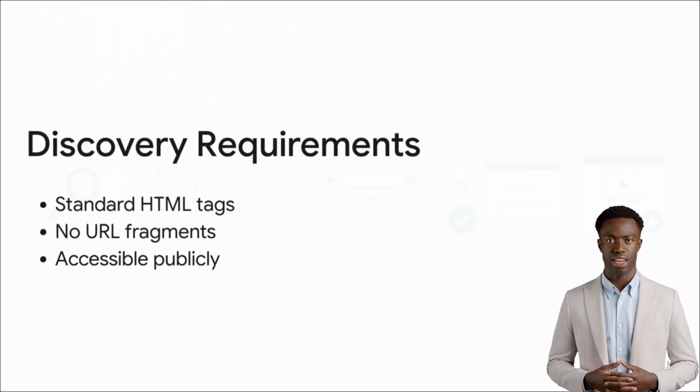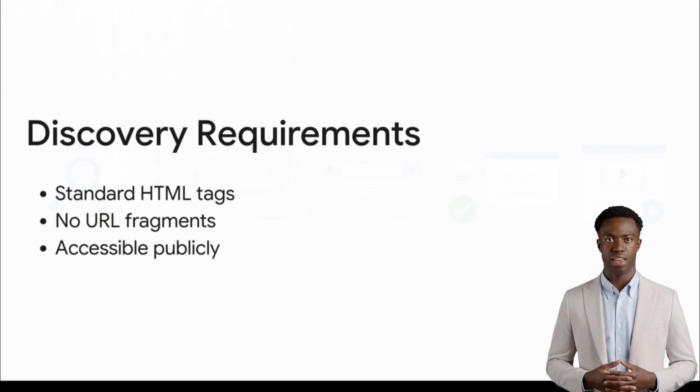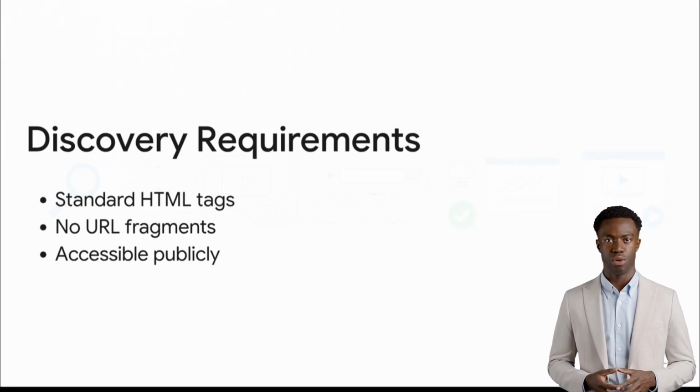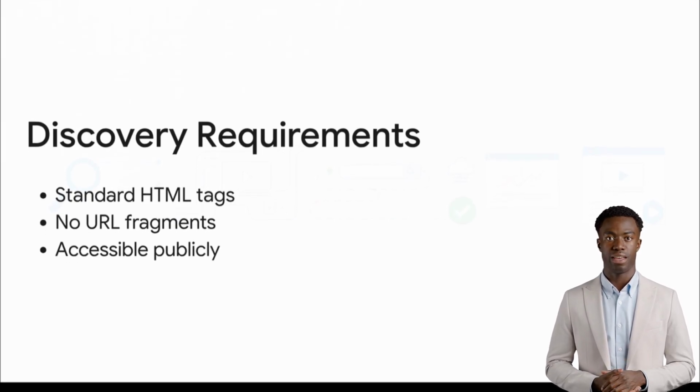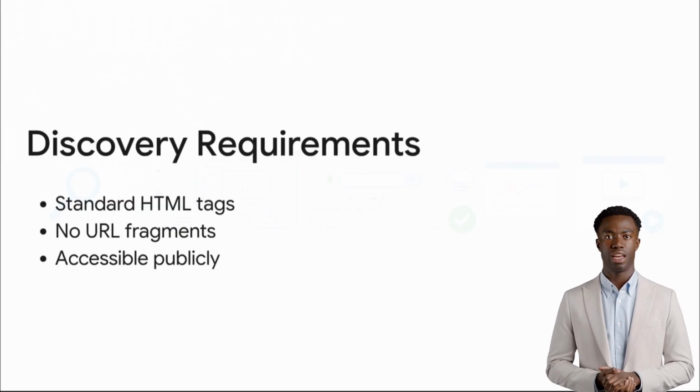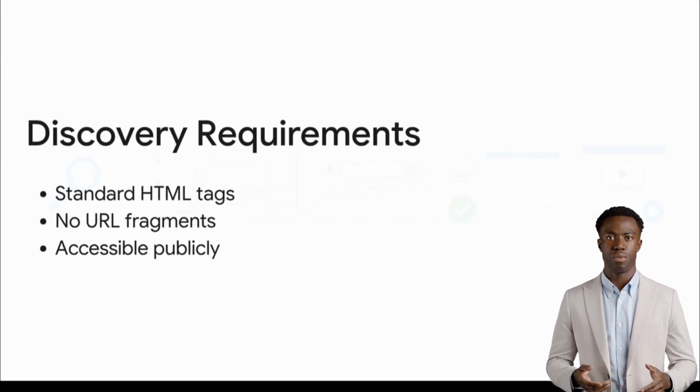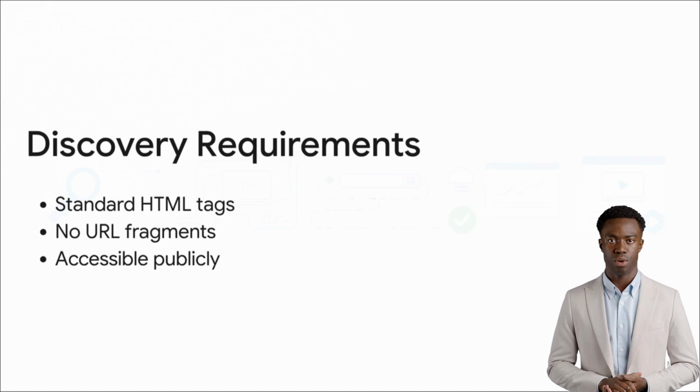And crucially, you can't hide the player behind complex user actions like a swipe, a click to load, or standard logins unless you're using very specific paywall structured data. Basically, if a human user has to type or swipe just to get the video to appear on the screen, Googlebot simply won't find it.